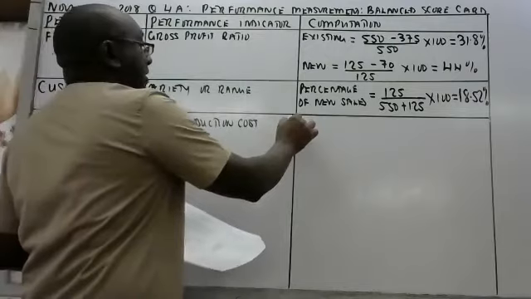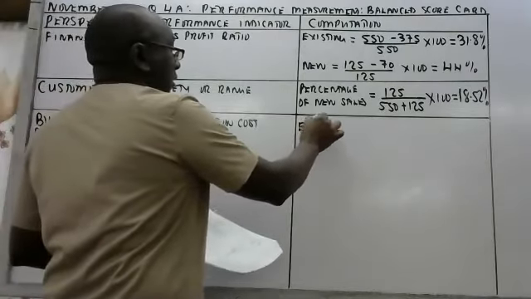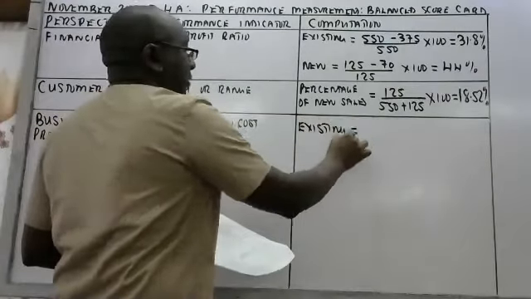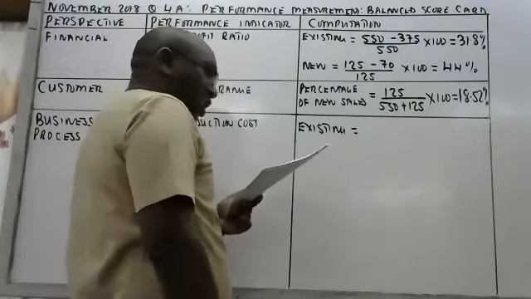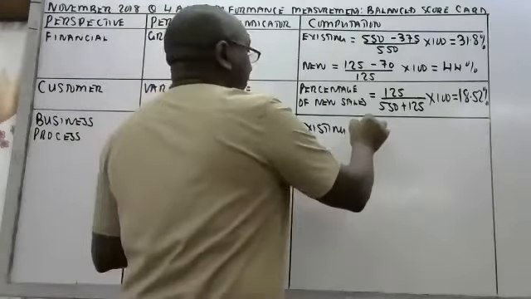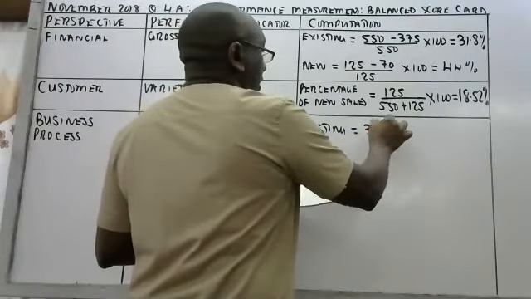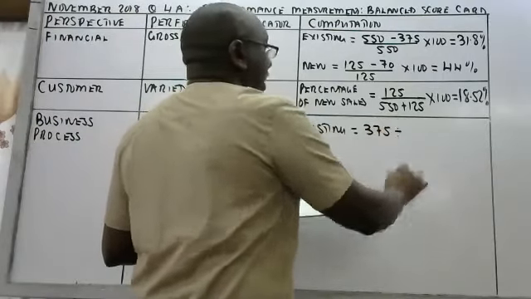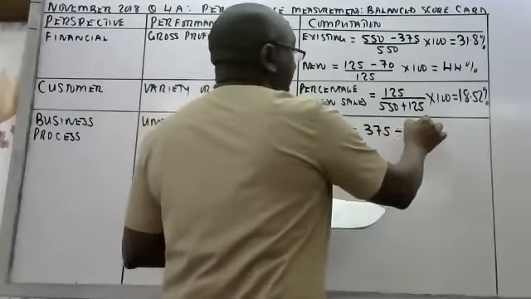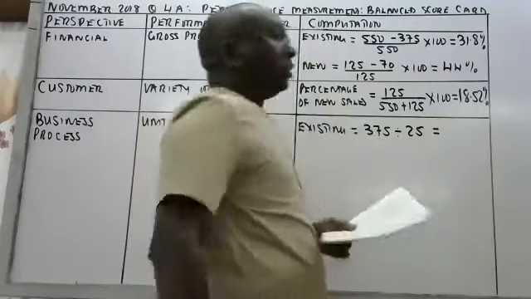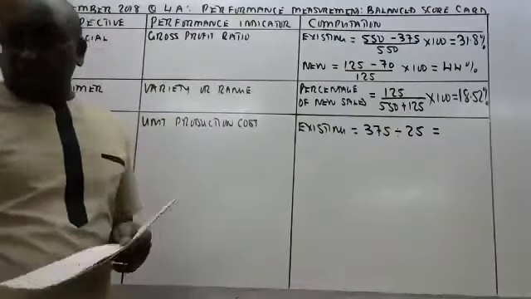So for the existing, you can see the cost were 375, and the units that were produced were 25. So give me that cost.